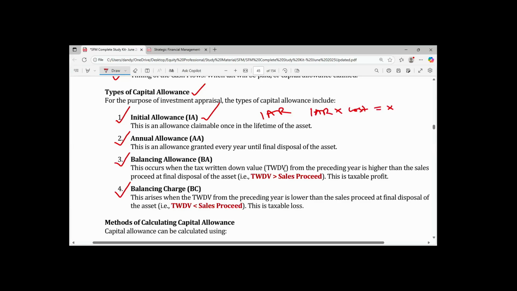Whatever you get, put it there. Then in that, multiply the annual allowance rate on the cost of the assets. Whatever you have, put it there, and you add the two together. So in year one, you are going to have double. Then subsequently, it will be annual allowance rates multiplied by the tax written down value. Okay, so that's that, if it is on reducing balance basis.